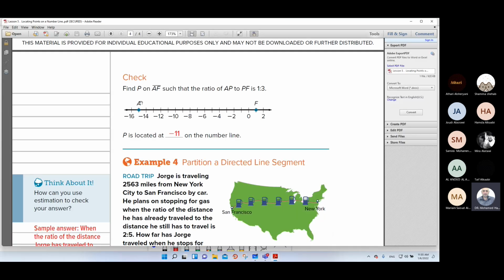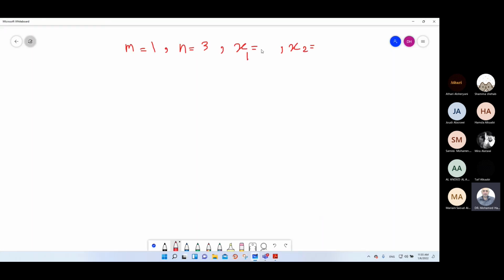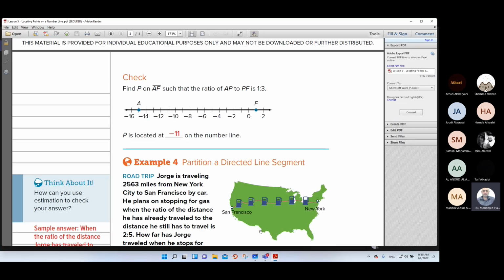x1 means the value in the middle between -16 and -14, which means -15. And what is x2? x2 means the value in the middle between 0 and 2, which means 1.